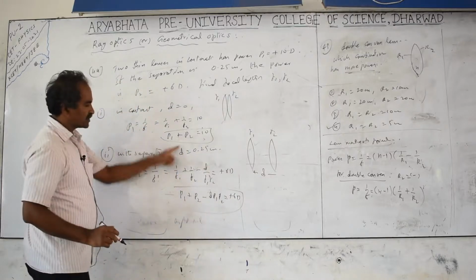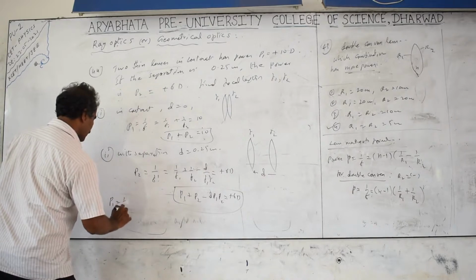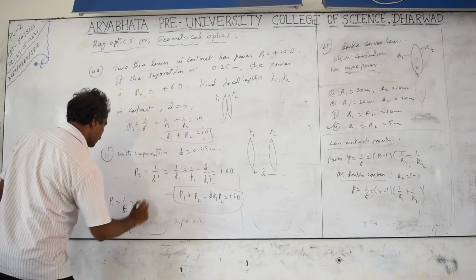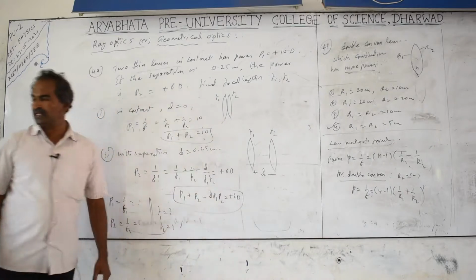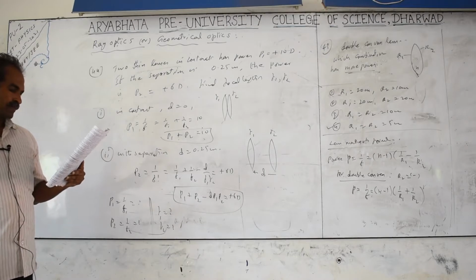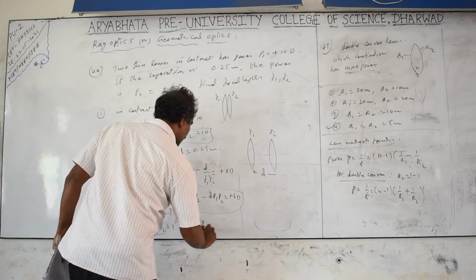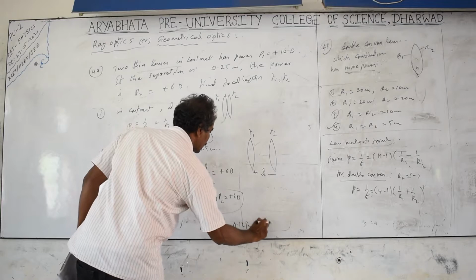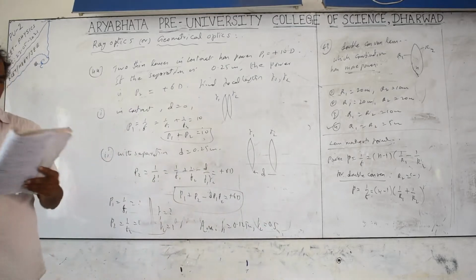Solve these equations, substituting P1 plus P2 here, and solving these two you will get the expression for P1 equal to 1 by F1 and P2 equal to 1 by F2. Then find F1 and F2. If you find one, the other you can easily find. The answer is 0.125 meters and 0.5 meters. F1 is 0.125 meters, F2 is 50 centimeters, which means 0.5 meters. Please work that out by yourself, I am leaving it to you.